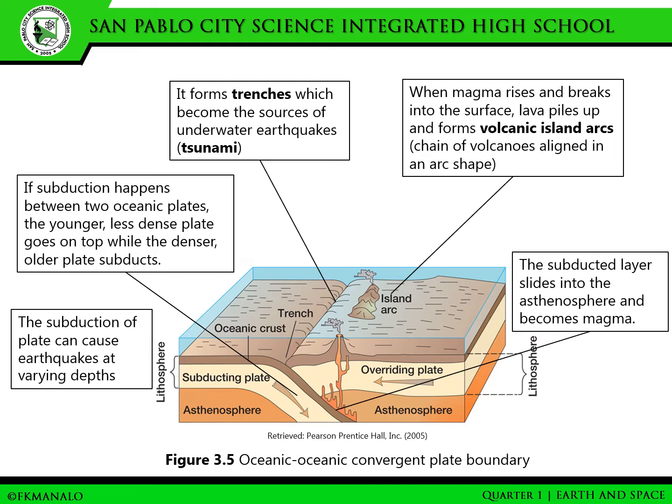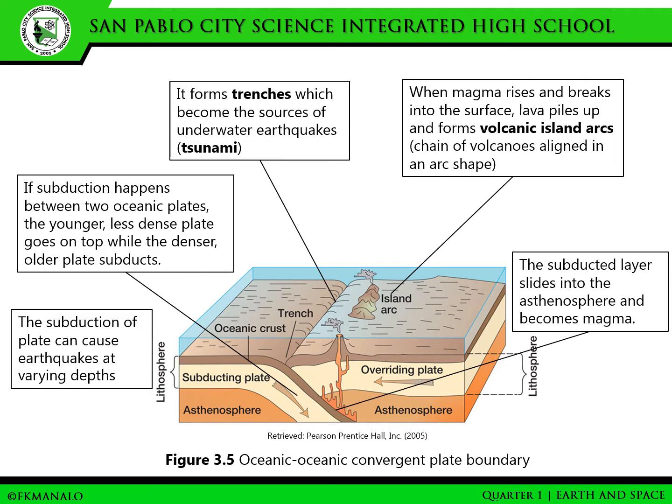How about oceanic convergent plate boundary? When two oceanic plates collide, subduction occurs. If subduction happens between two oceanic plates, the younger, less dense plate goes on top, while the denser, older plate subducts. The subduction of plate can cause earthquakes at varying depths. The subducted layer slides into the asthenosphere and becomes magma.